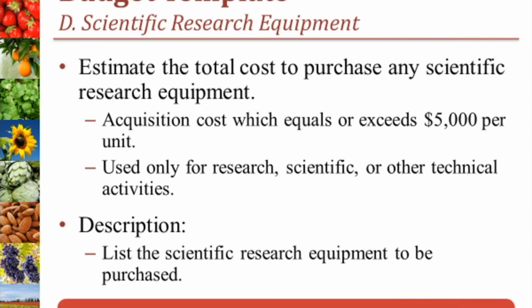It's important to clarify that purchasing general purpose equipment is not allowable under the SCBGP. That means you cannot purchase any non-scientific items that cost more than $5,000 with SCBGP funds. That includes things like vehicles, refrigerators, and tractors. However, costs to rent general purpose equipment may be allowable and would be included in Category G, Other.